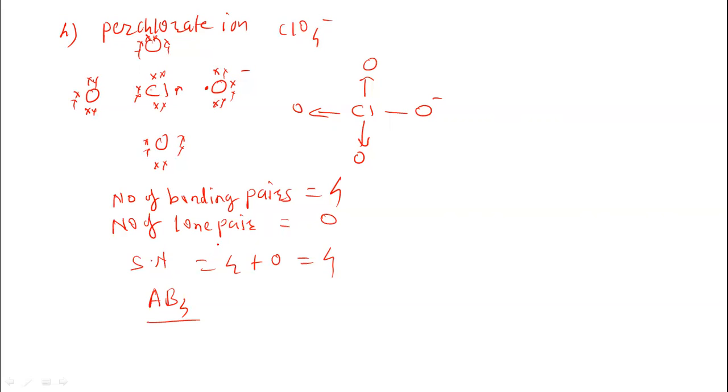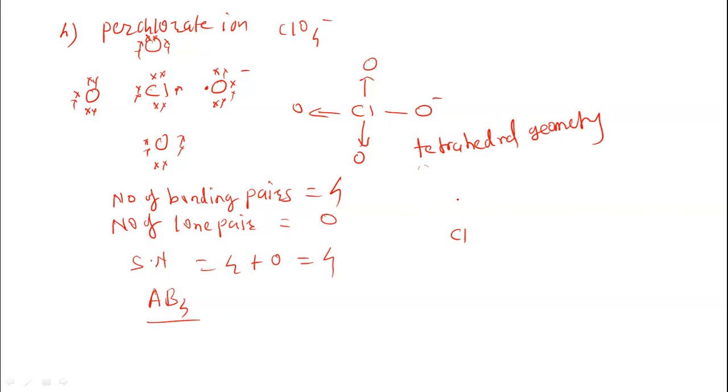Since perchlorate ion has no lone pairs, there is no distortion in the molecule. Hence, perchlorate ion has tetrahedral geometry. It has pure tetrahedral geometry. So it can be represented in this way, tetrahedral geometry.